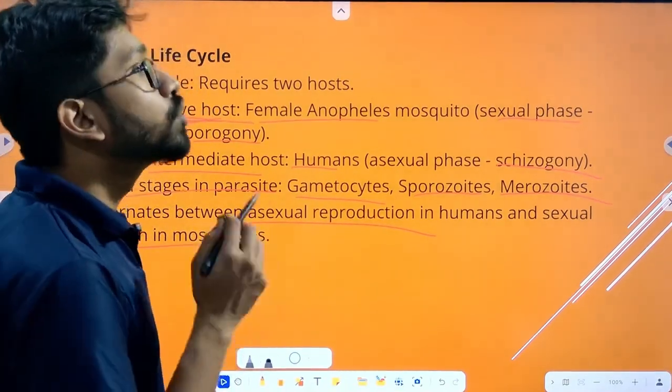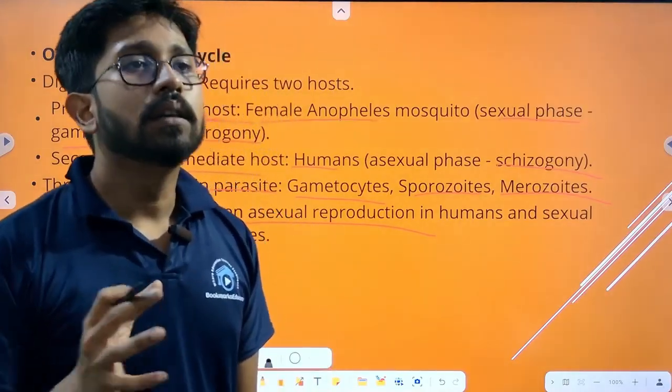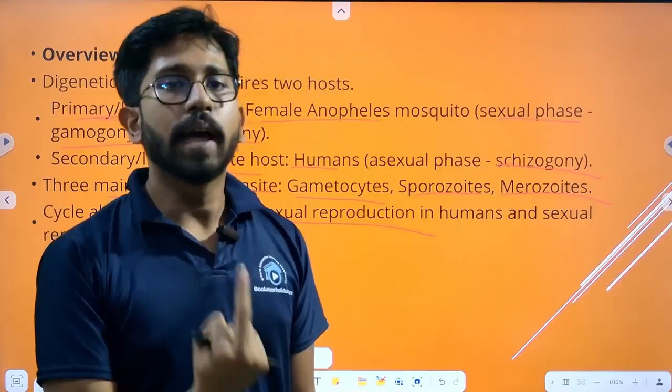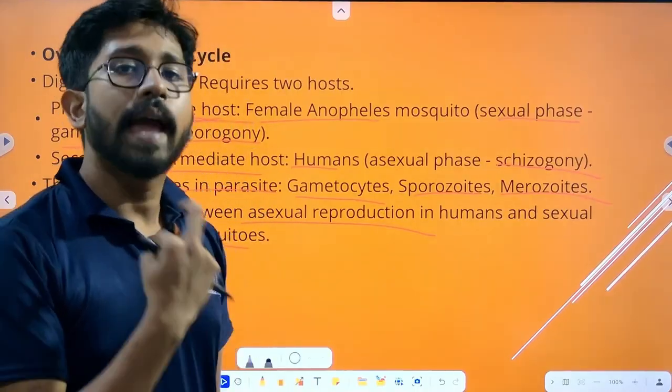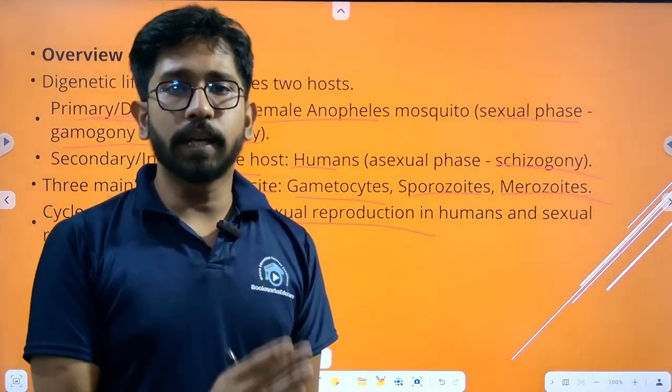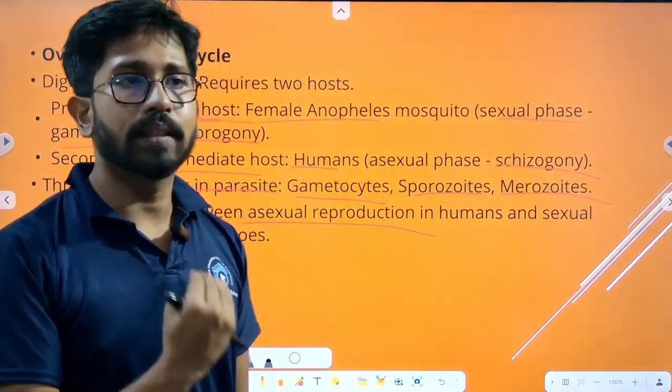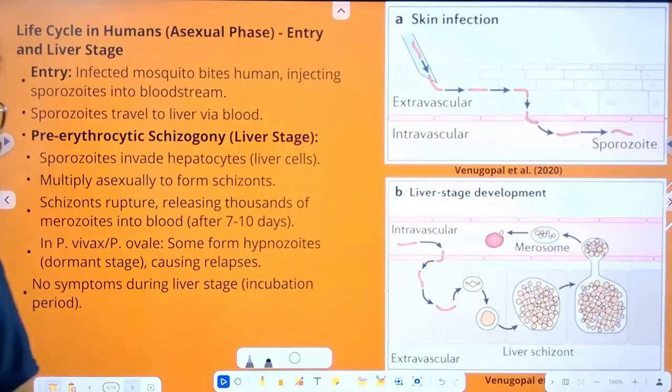So, what did we learn in this slide? Plasmodium has two different hosts. One is the mosquito, Anopheles, and the second is human. Anopheles is the definitive host where they complete their sexual life cycle, and human is the intermediate or secondary host where they complete their asexual phase.